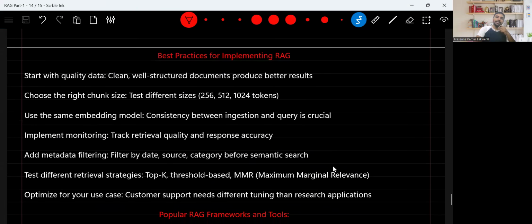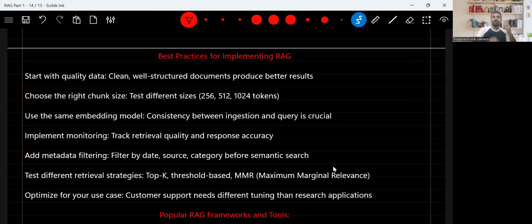So best practices. Here I am telling you the best practices for implementing RAG. Start with quality data, because the quality of the data in the vector database is very important. Clean, well-structured documents produce better results. And choose the right chunk size so that you can get the exact, correct context vectors.